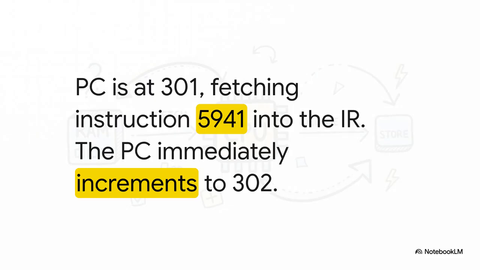So here we go. The cycle starts all over again. Remember how the PC was already at 301? Well, the CPU fetches the instruction from that address, which is 5941, and pops it into the IR. And of course, what happens next? The PC immediately clicks up to 302. Getting ready for whatever's coming up.